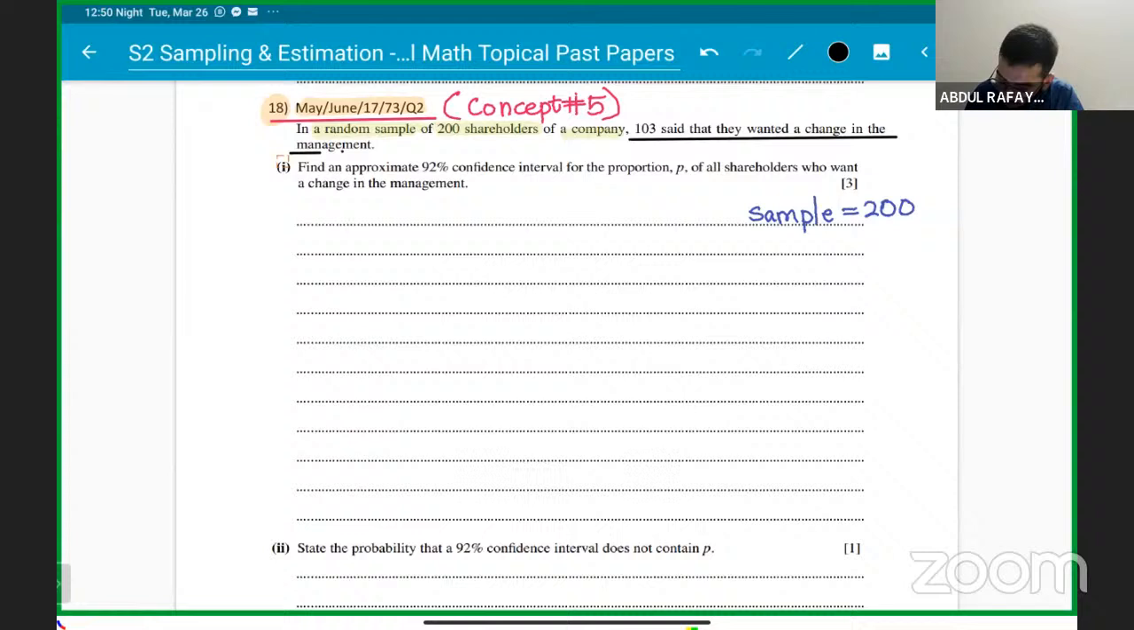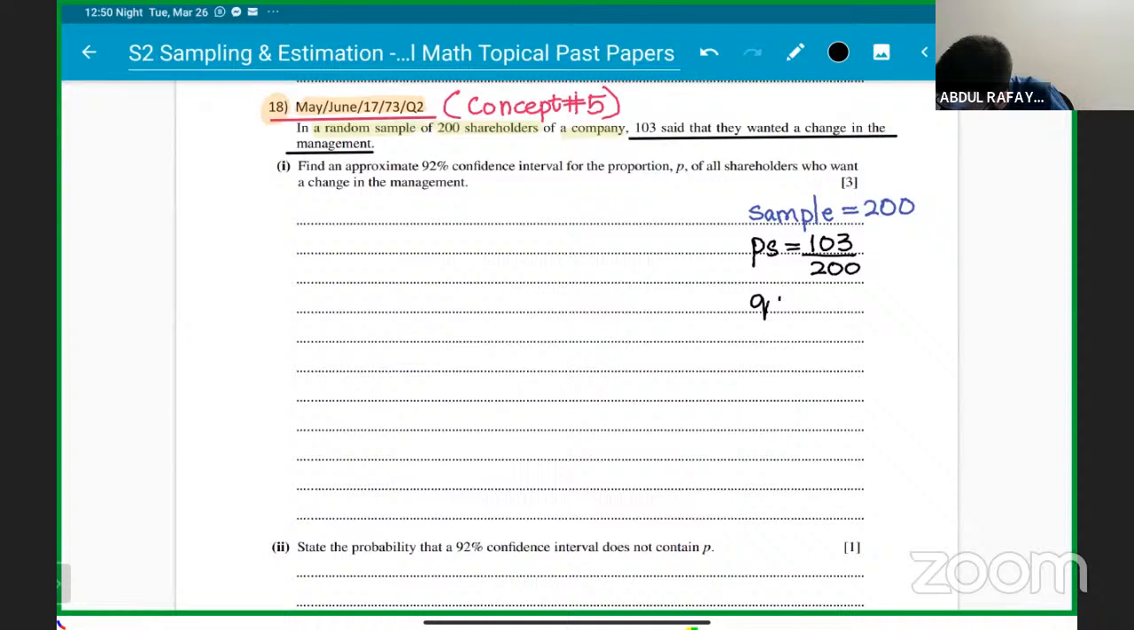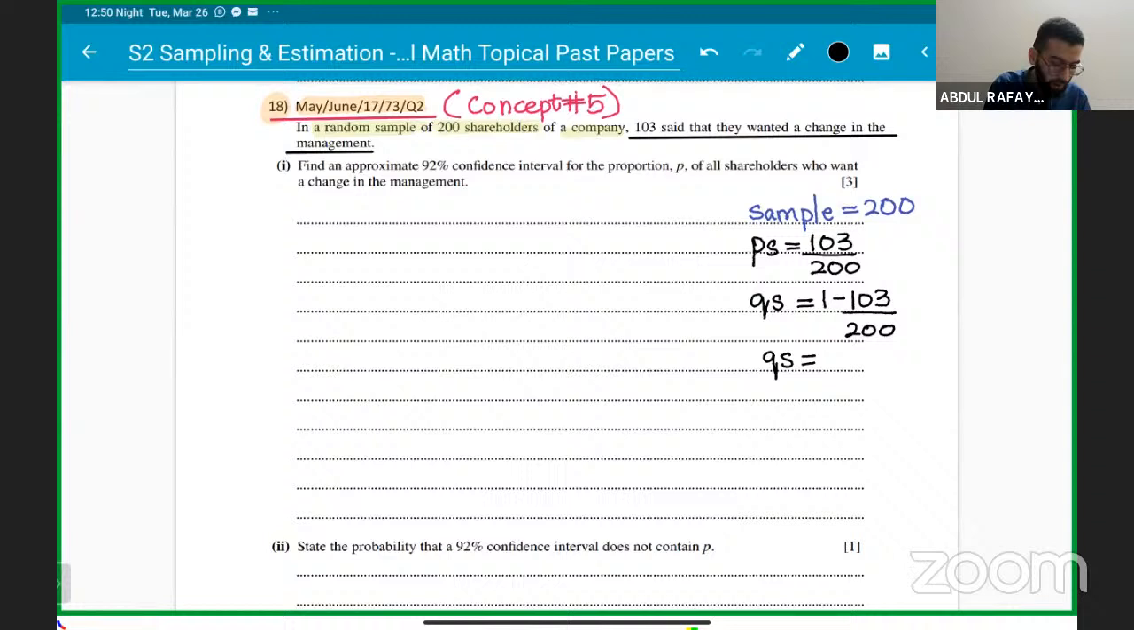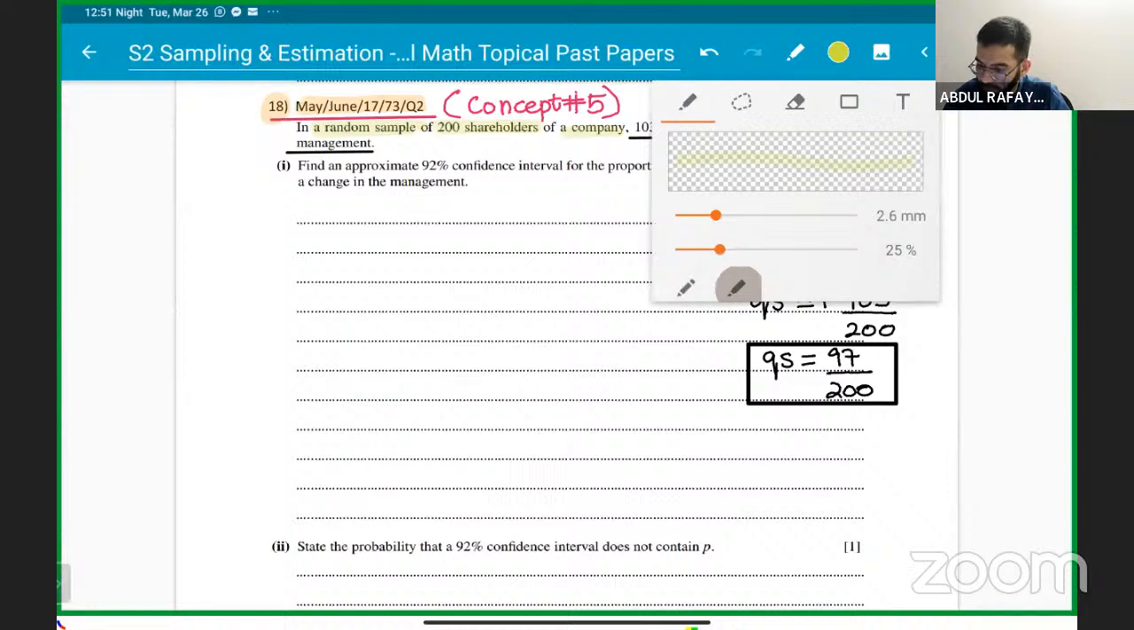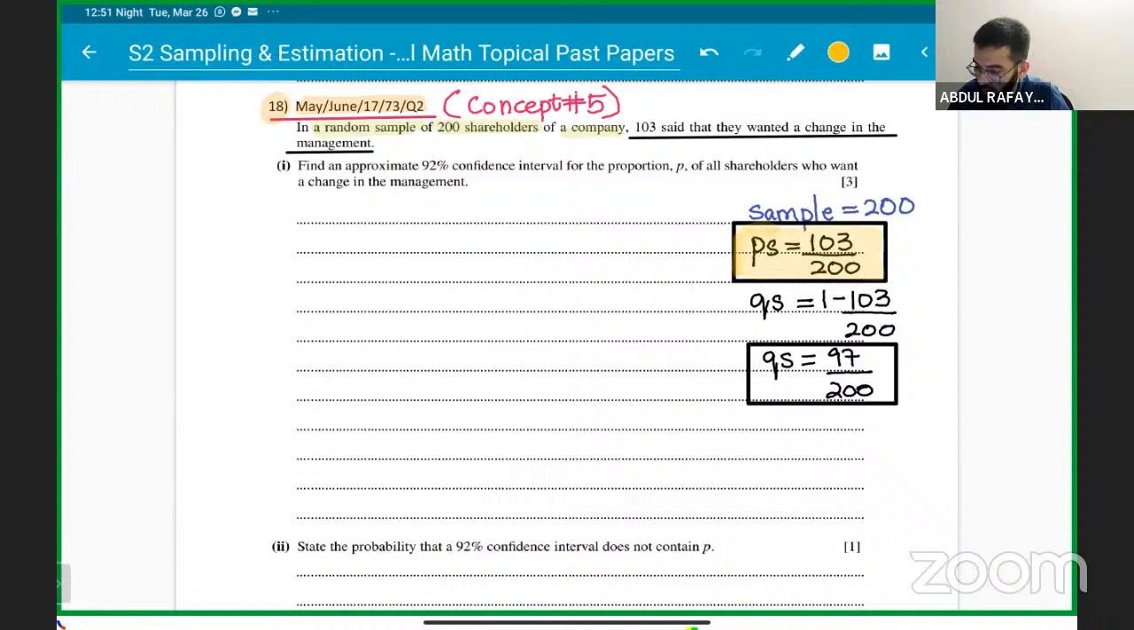You can easily find out what we are going to say, that the proportion, sorry, not probability, the proportion of success that they want the change in management is 103 over 200 people. And the proportion of failure will be 1 minus 103 over 200. Okay, getting it, students? The proportion of failure will be 1 minus 103 over 200, that is 97 over 200. This must be 100% clear. Let me just put them in the highlighted box as well. So this is the case, and this is the case here as well. Understood? Got this clear? So here we go. Success and the failure that we're talking about.